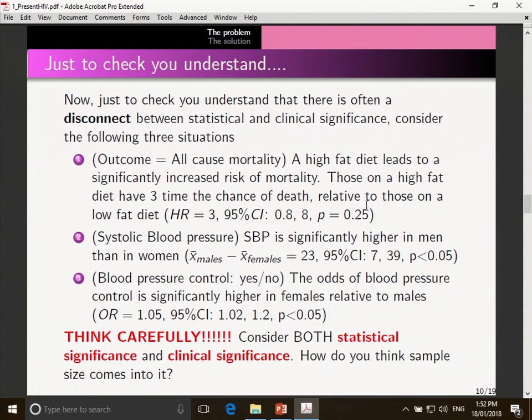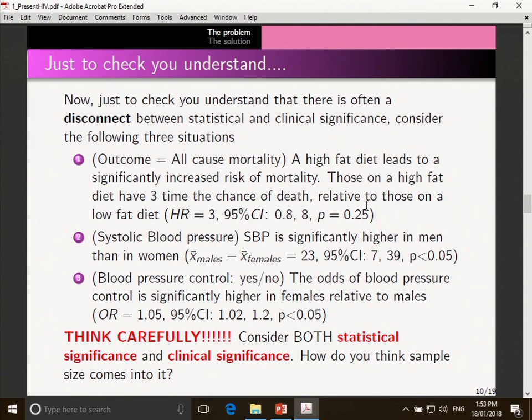The third case, blood pressure control. Yes or no, so a binary outcome. The odds of blood pressure control is significantly higher in females relative to males. We have an odds ratio of 1.05. So 5% higher odds in women relative to men. There's our confidence interval, 1.02 to 1.2. P is less than 0.05. Statistically significant. Unlikely to be due to chance. Clinically important? No.